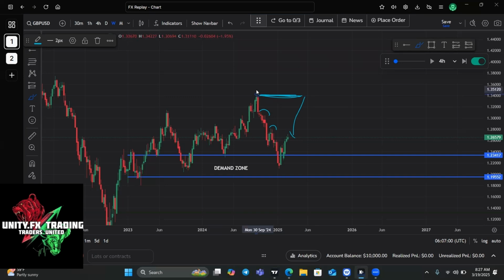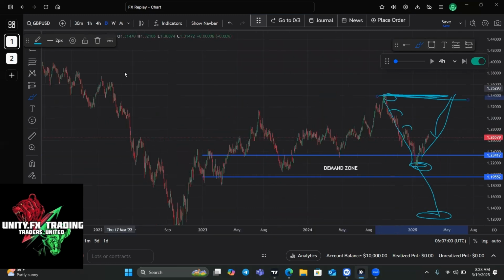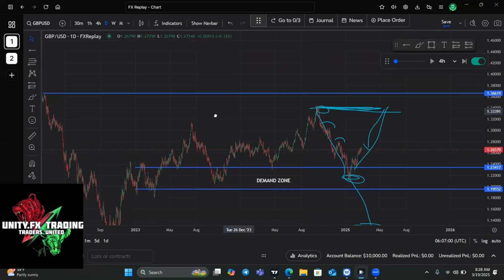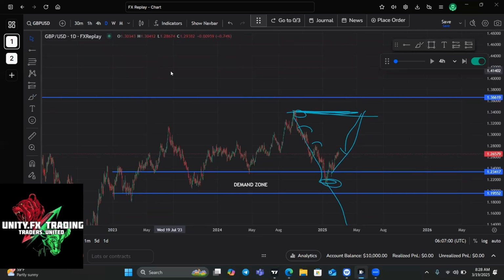If you sold here and then you still did not get out, this was your chance to get out. But if you maybe sold here, you're looking to go down here, this market is coming to liquidate you and then take out the stop loss. And maybe, just maybe, they will go for this high here. But yeah, guys, let's get into it.